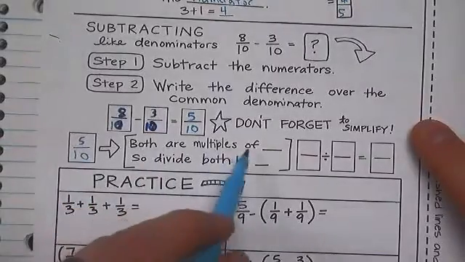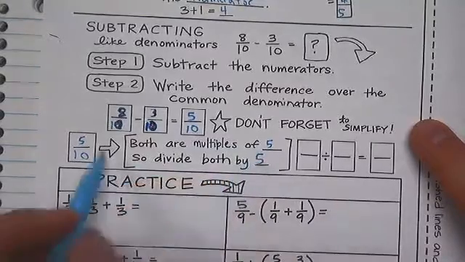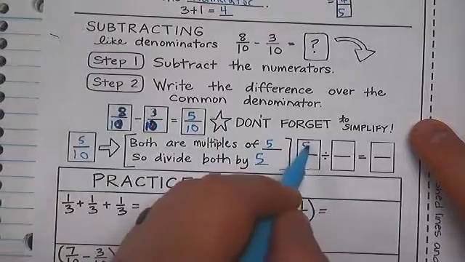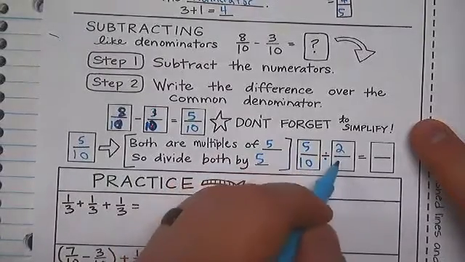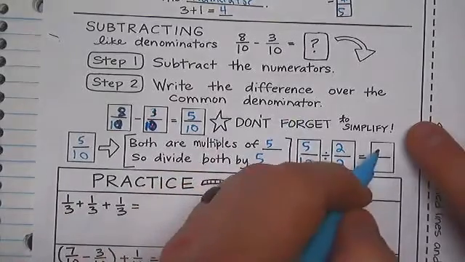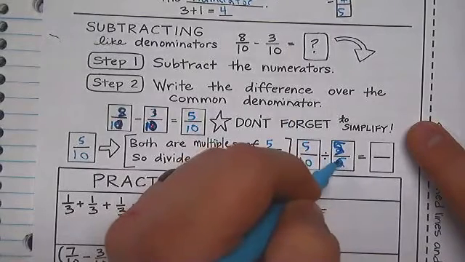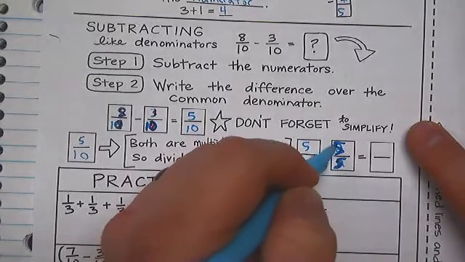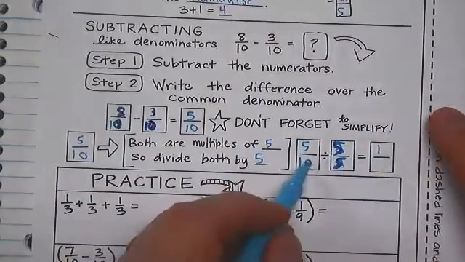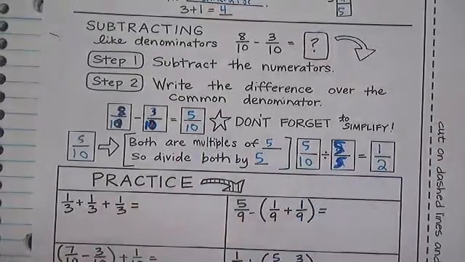5/10. Both of them are multiples of 5, so divide both by 5, because 5 times 1 is 5, 5 times 2 is 10. So I can say, well, 5/10, I can divide 5 divided by 5 and 10 divided by 5. Whoops, what am I doing here? It should be 5. Sorry, cognitive flatulence. All right, 5 divided by 5 is 1. 10 divided by 5 is 2. So that's 1/2. So 5/10 is the same thing as 1/2.